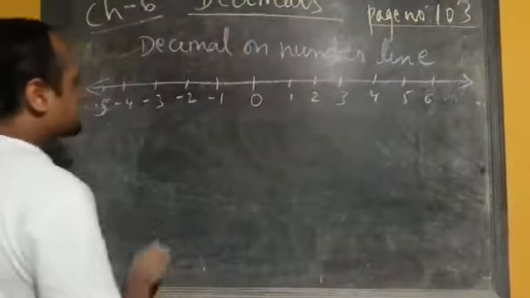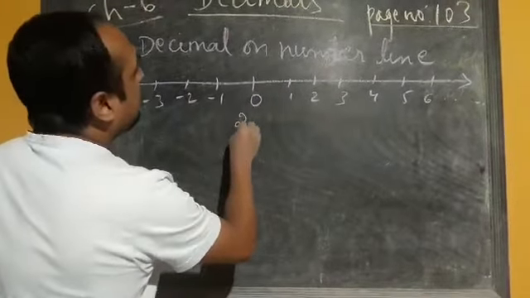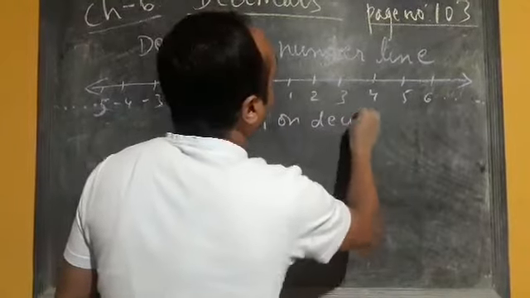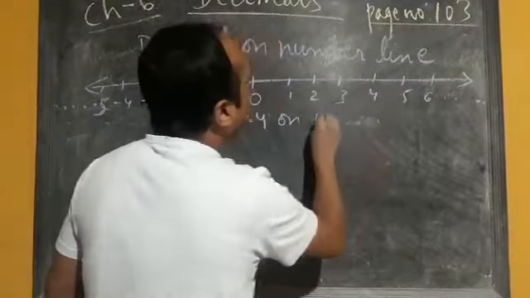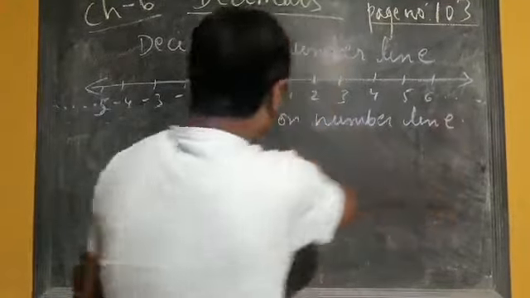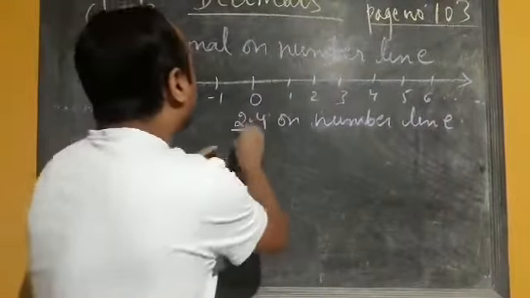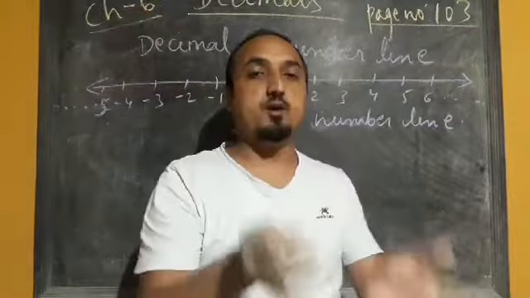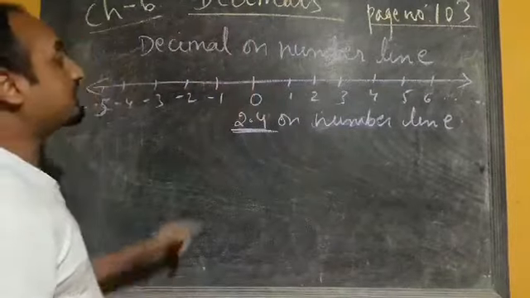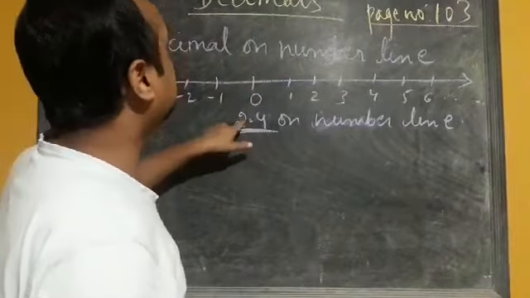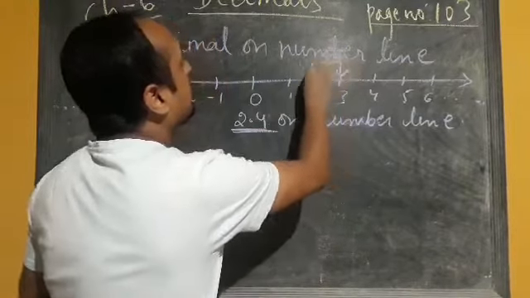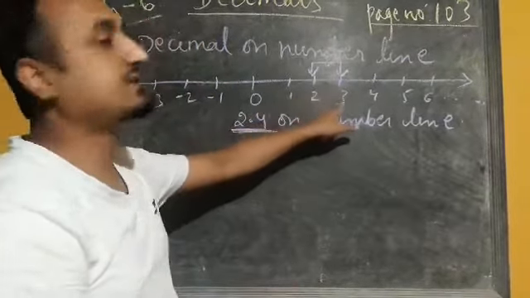Suppose the next question is to represent 2.4 on a number line. What is the meaning of this? We have to represent 2.4 on a number line. First you have to remember that 2.4 will lie between 2 and 3. 2.4 means greater than 2 and less than 3.